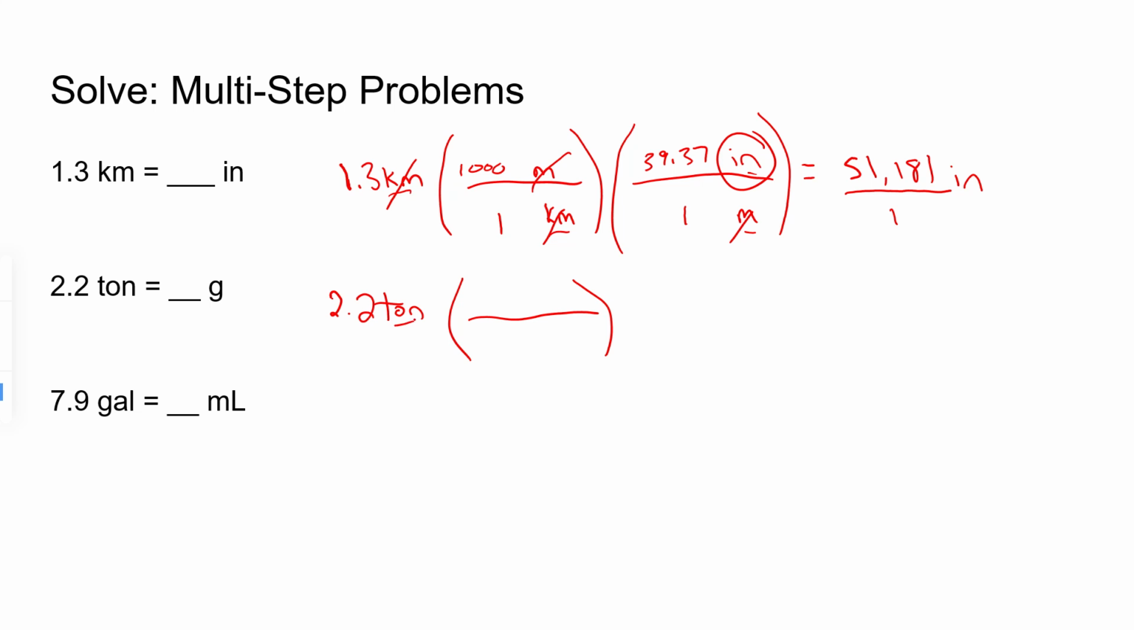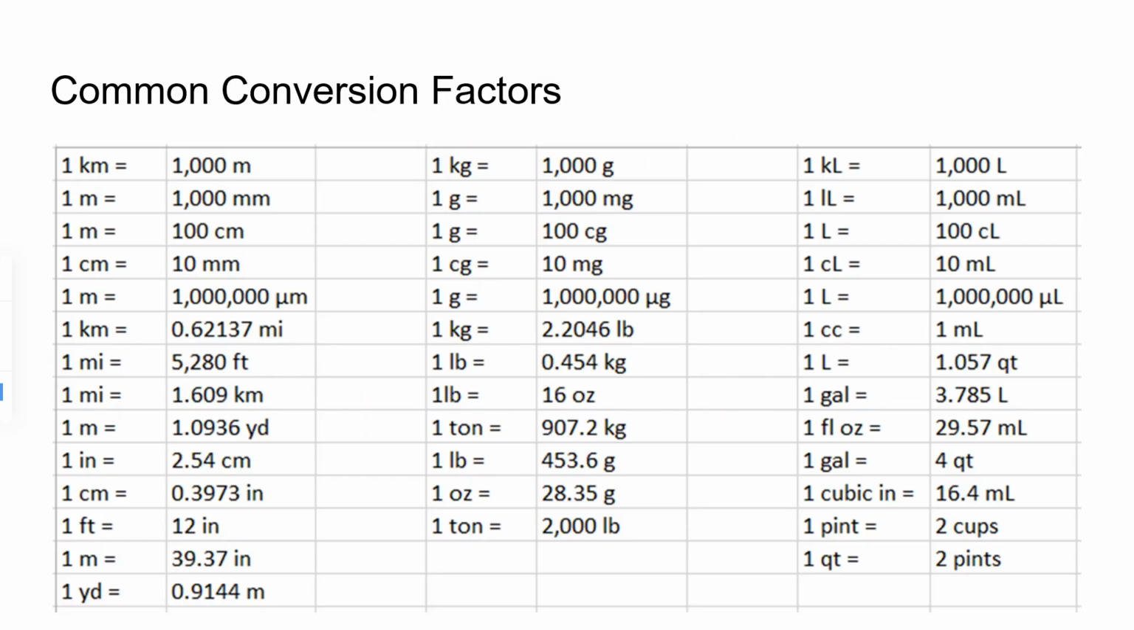So tons is on the top. I'm going to put tons on the bottom. I'm going to put kilograms on the top. Now that I'm in kilograms, I'm on the metric side. I'm going to go all the way to grams. kg and grams. So now that I know what units are going where, I'm going to add in my conversion factor.